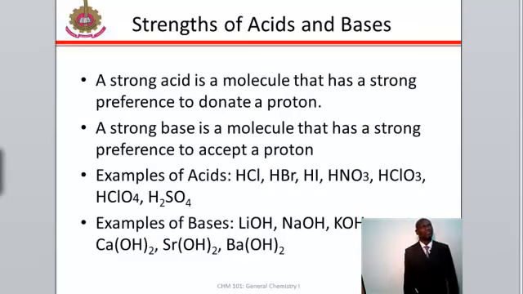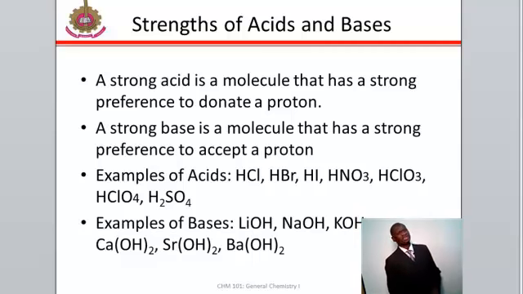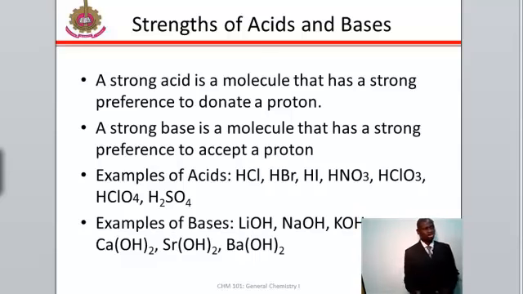Strengths of acids and bases. A strong acid is a molecule that has a strong preference to donate a proton, while a strong base is a molecule that has a strong tendency or preference to accept the proton being donated. Examples of strong acids are HCl, HBr, hydrogen iodide, HNO3, and HClO3. And examples of strong bases are lithium hydroxide, sodium hydroxide, potassium hydroxide, calcium hydroxide, and barium hydroxide.